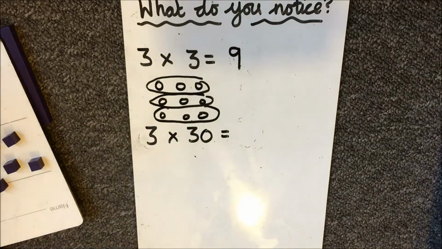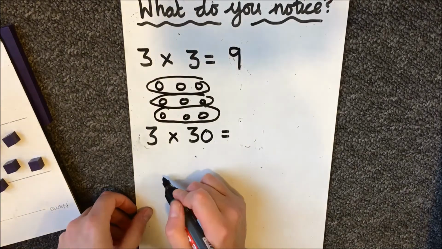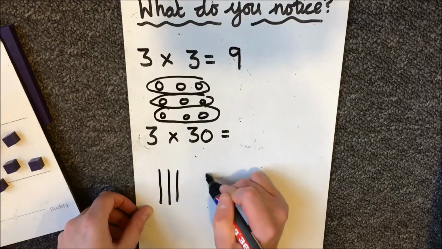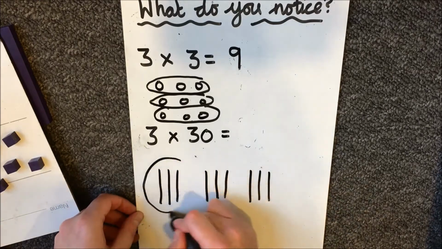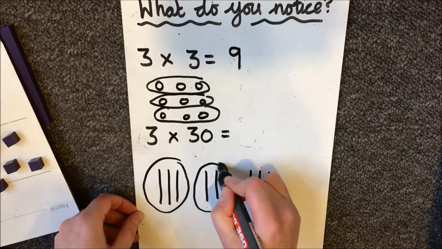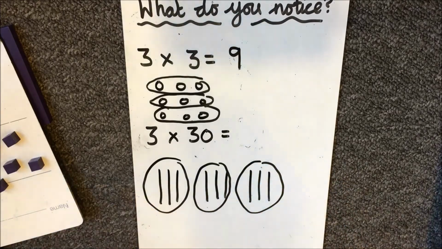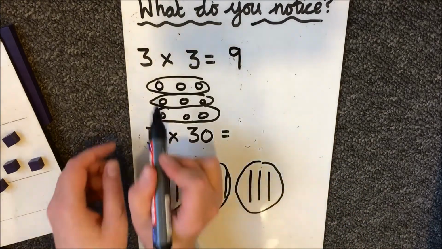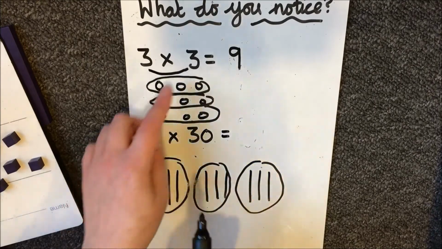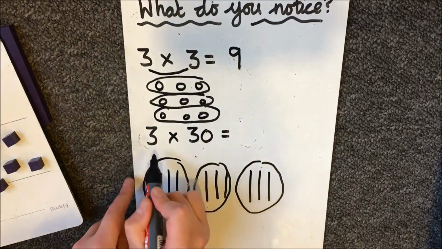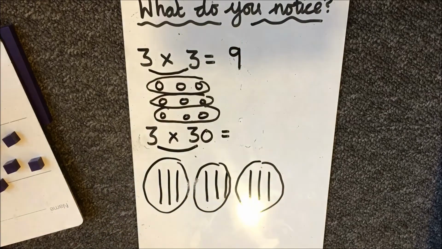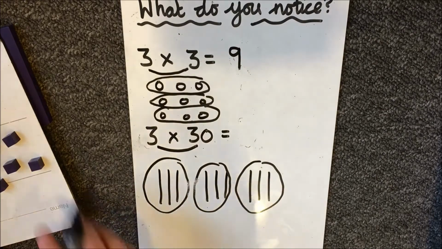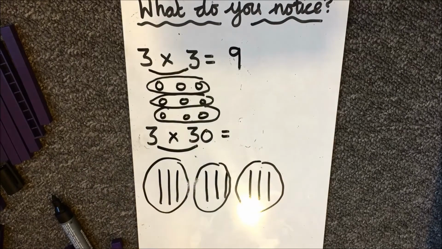Okay, what does that look like for 3 times 30? 10, 20, 30, 10, 20, 30, 10, 20, 30. 1 group of 30, 2 groups of 30, 3 groups of 30. Now we know 3 times 3 ones is 9. This one looks similar, but it's 3 times 3 tens. How can we use this to help us? If you want to, you could draw out your place value chart to help you.